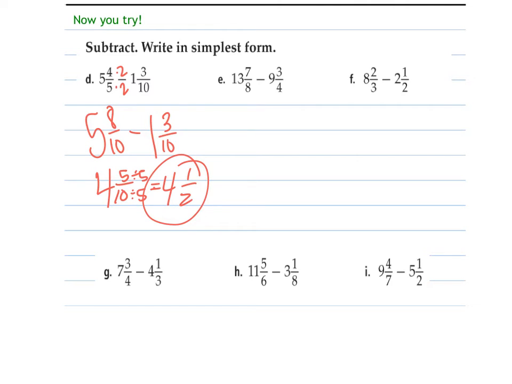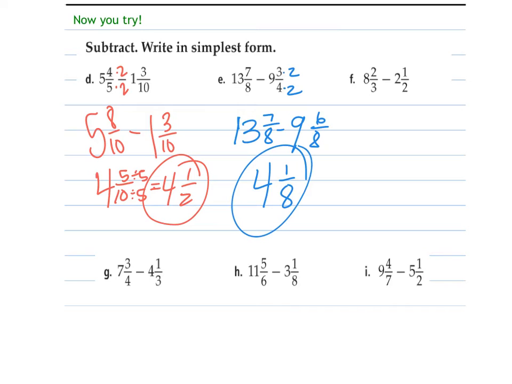Check with an estimate for each of them. 13 and 7/8 minus 9 and 3/4. I can multiply again by 2 to get a common denominator of 8. So then I have 13 and 7/8 minus 9 and 6/8. 13 minus 9 is 4. 7/8 minus 6/8 is 1/8. That's in simplest form, so there's my final answer.